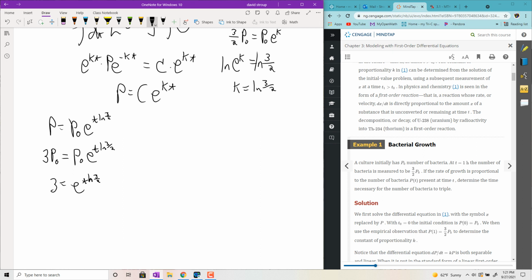And then I could take ln on both sides. So I get ln of 3 equals t ln of 3/2. Then solve for t. So t will equal ln of 3 divided by ln of 3/2, whatever the heck that is, right? So you just go to your calculator. And I can find mine. So one second, find my calculator.